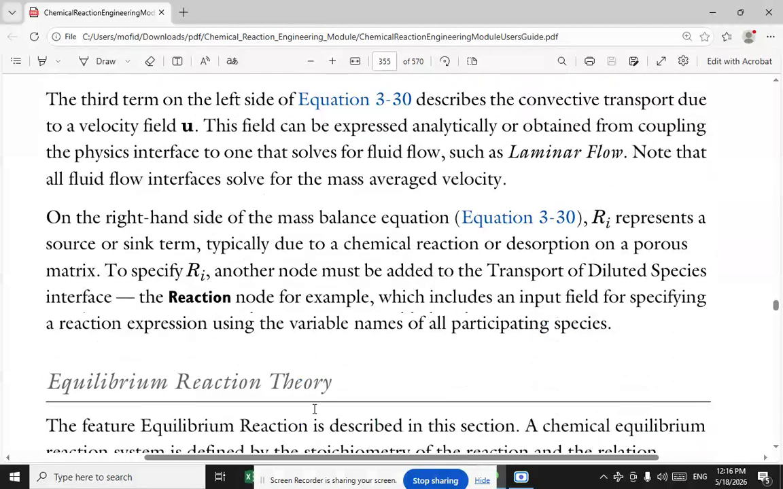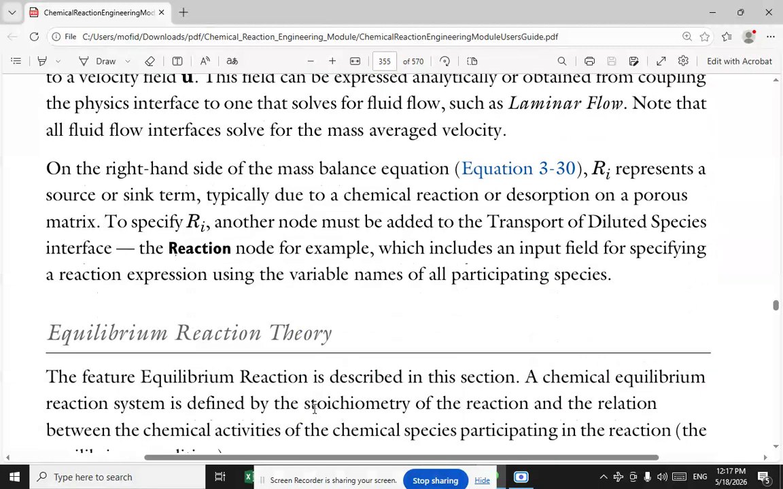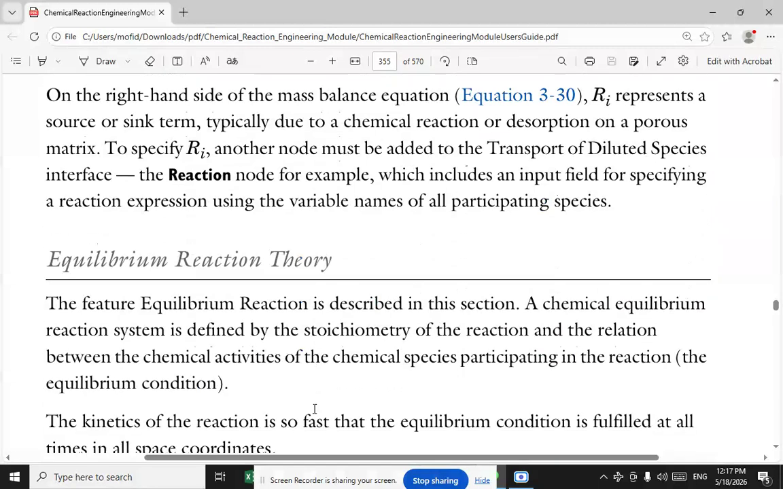The third term on the left side of equation 3-30 describes the convective transport due to the velocity field u. This field can be expressed analytically or obtained from coupling the physics interface to one that solves for fluid flow, such as Laminar Flow. Note that all fluid flow interfaces solve for the mass average velocity. On the right-hand side of the mass balance equation 3-30, Ri represents a source or sink term, typically due to a chemical reaction or desorption on a porous matrix. To specify Ri, another node must be added to the Transport of Diluted Species interface.